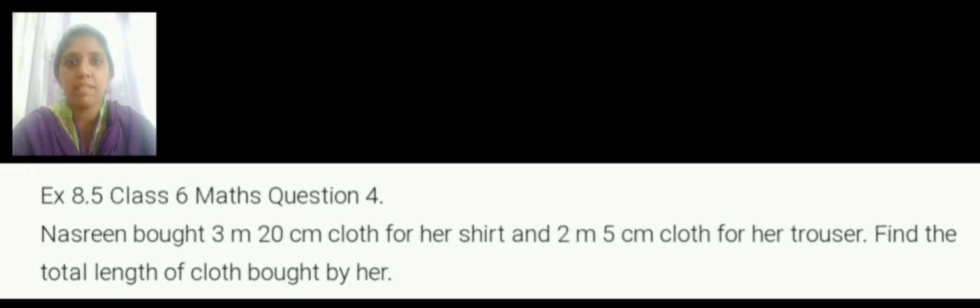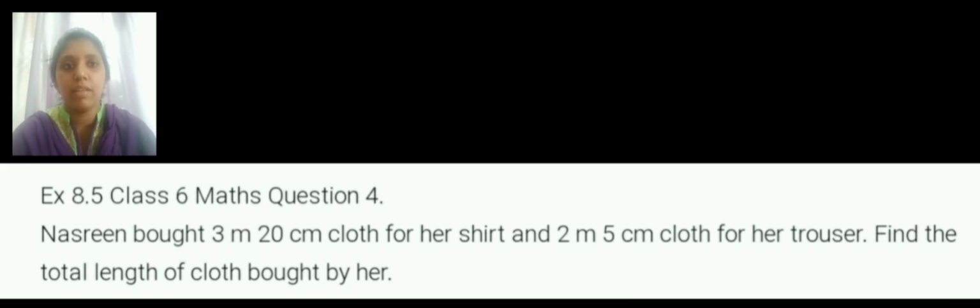Next statement sum, fourth one. Nasrin bought 3 meter 20 centimeter cloth for her shirt and 2 meter 5 centimeter cloth for a trouser. Find the total length of cloth bought by her.